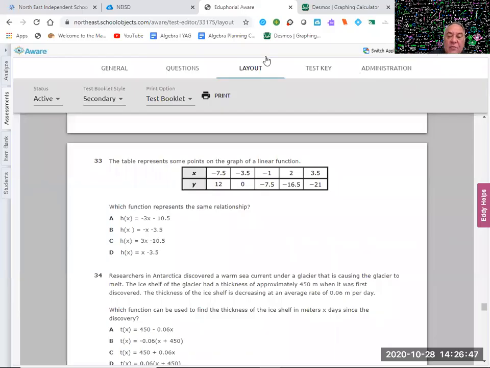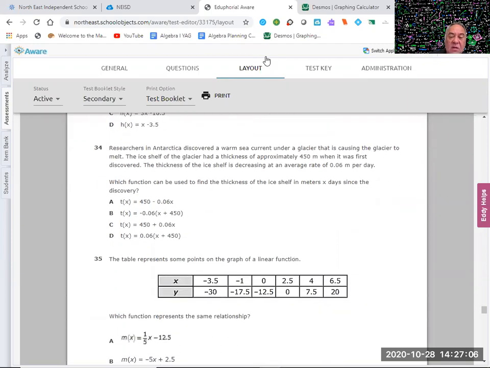For number 33, again, another table. All you have to do is put in 2 points in Desmos. Doesn't matter which 2 points because it's linear. And figure out what the slope is, what the y-intercept is, and then get your equation from Desmos. Okay, number 34. I think we've seen this problem before.